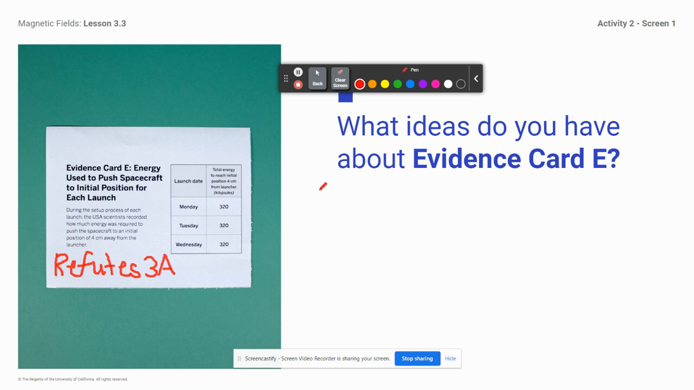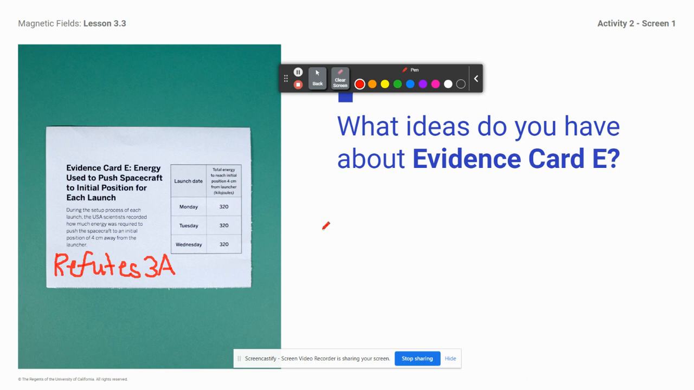As you go through each of your 4 remaining evidence cards, I want to see you summarizing the information that is being given to you. And then I want you to be able to tell me whether or not you are supporting or refuting either claim 2 or claim 3A or 3B. At this point, you have your 4 other evidence cards.